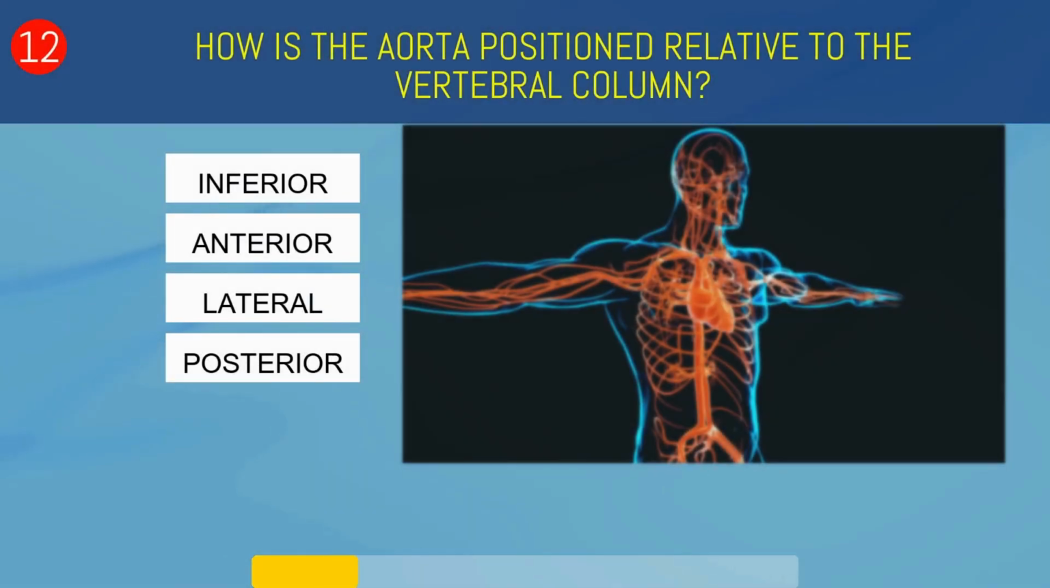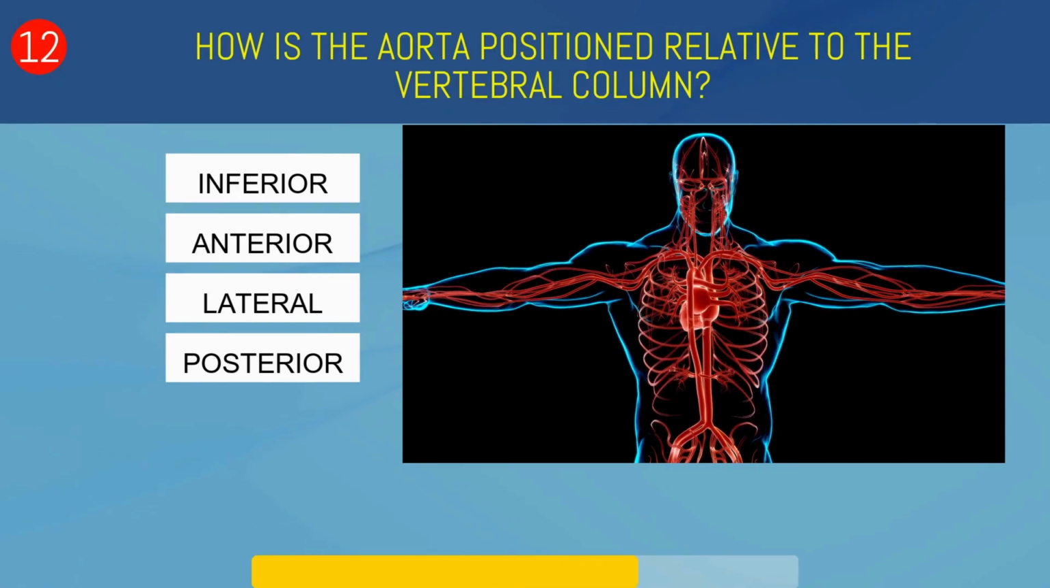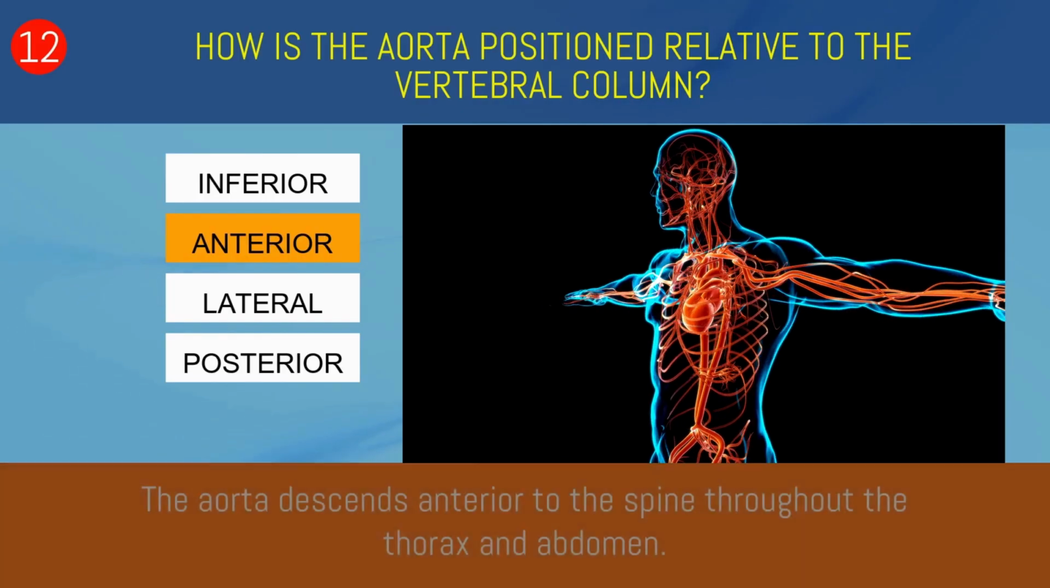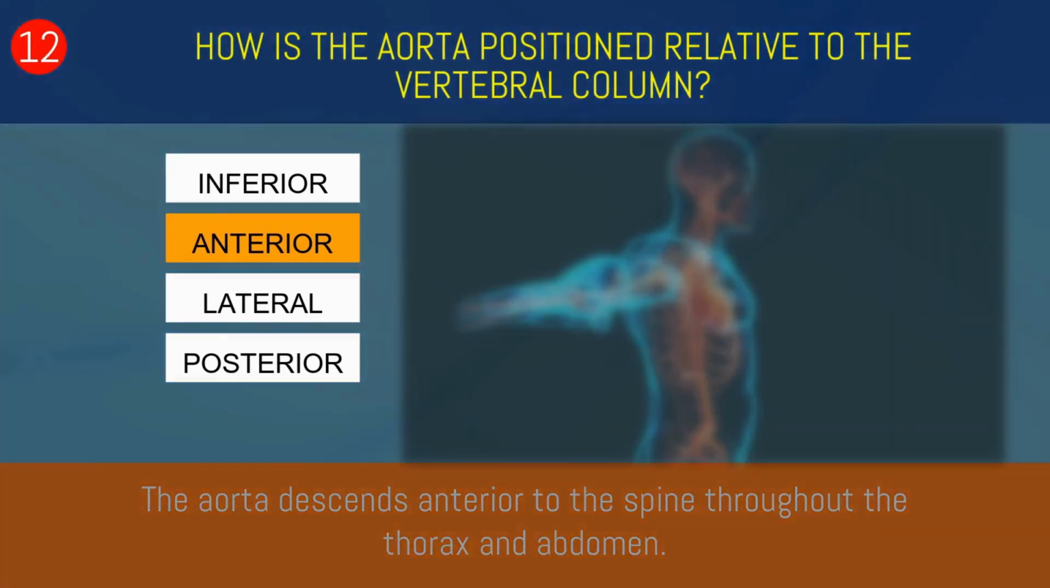How is the aorta positioned relative to the vertebral column? Inferior, anterior, lateral, or posterior? Anterior. The aorta descends anterior to the spine throughout the thorax and abdomen.